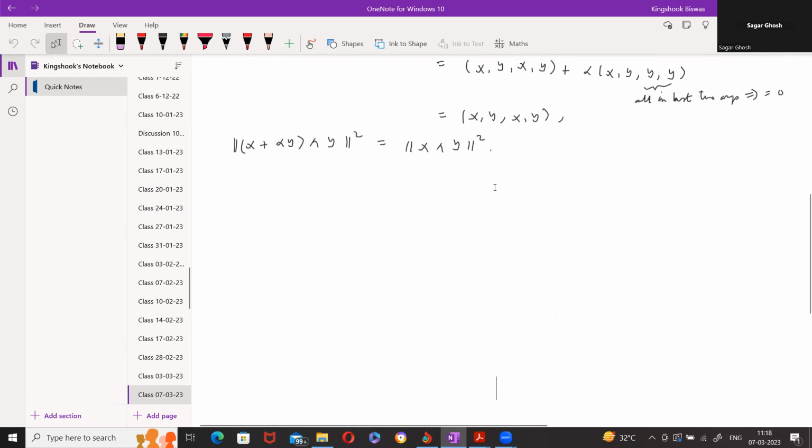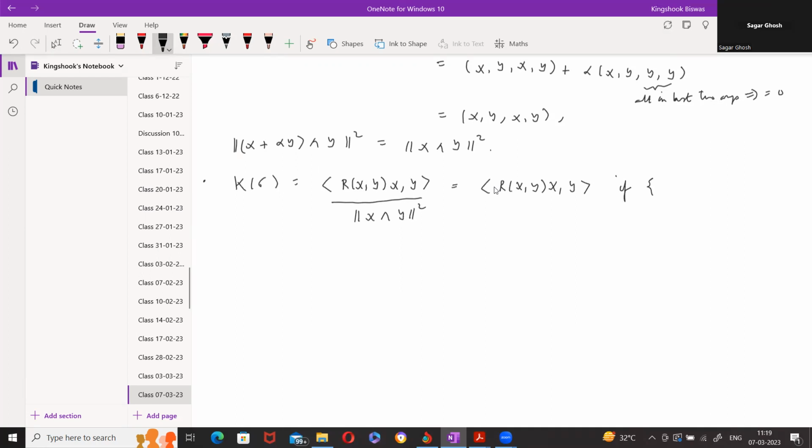Yeah, it's clear. Okay, now geometrically, what is the meaning of this sectional curvature? Let's look at what the expression is. K of sigma is the inner product of R(x, y) x with y, over the norm squared of x wedge y. Let me suppose x and y are an orthonormal basis, then the denominator becomes 1, since the norm squared of x wedge y becomes 1. So this becomes just the inner product of R(x, y) x with y, if x, y is an orthonormal basis of sigma.